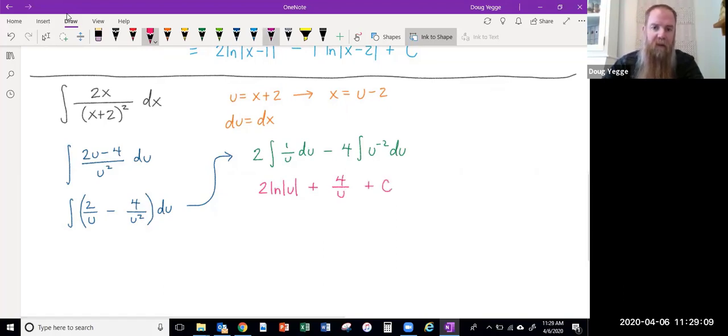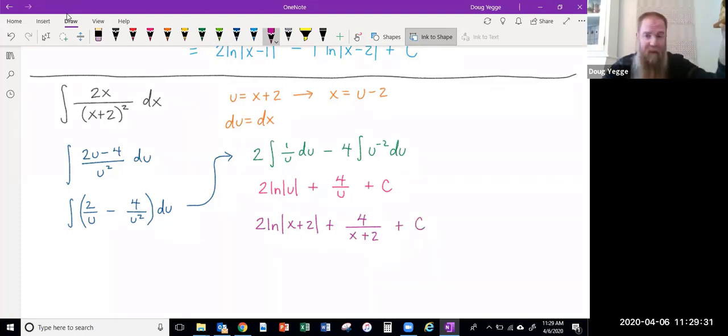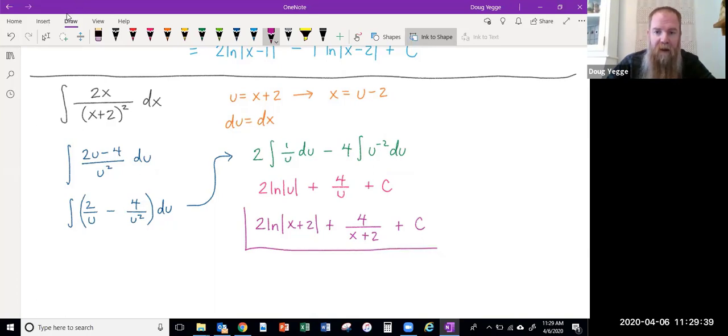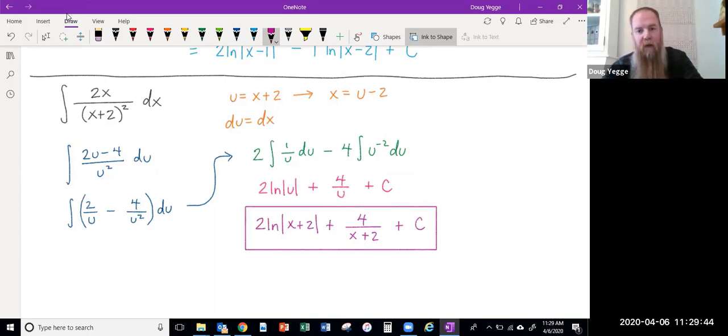Substituting back in, I get my final answer, which is 2 times the natural log of the absolute value of x plus 2 plus 4 over x plus 2 plus c. So that's our answer, right? We didn't need any of the method that we're learning today in order to solve this problem, okay? However, U-substitution will not always be possible, and that's why we're going to do this problem again, only in a much different way.